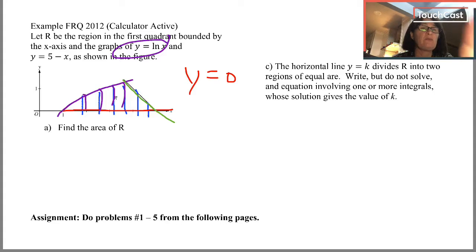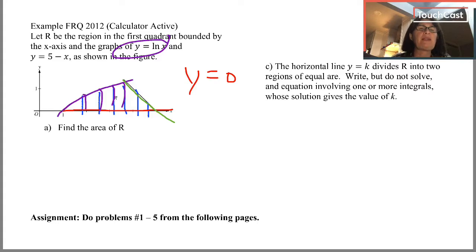I'm going to show you how to break this picture up and integrate with respect to x. I'm going to show you how to integrate with respect to y, which will only take one integral. You don't have to do both on the AP test. You just pick one or the other, whichever one you prefer. And then we'll do part C.